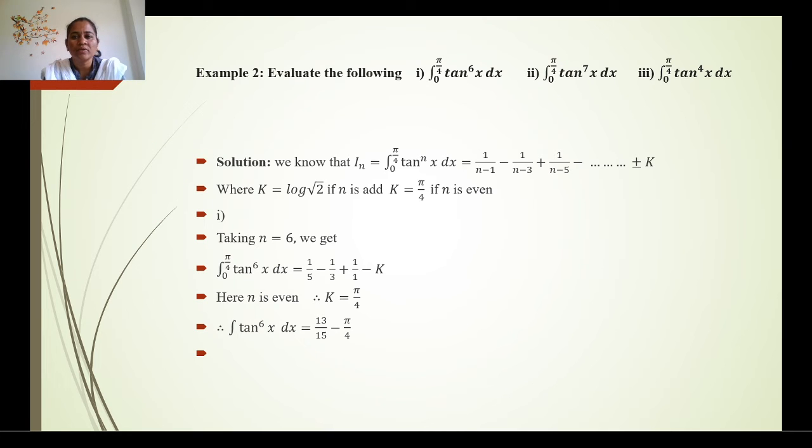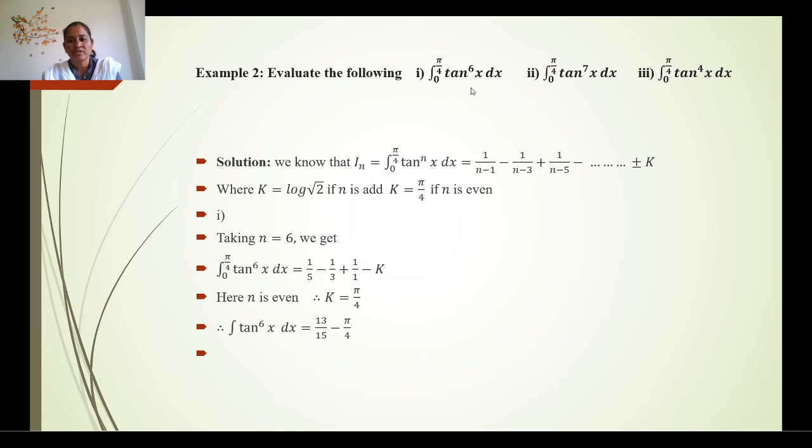Okay, next we move on to the next problems. In the next problem, with the limit 0 to pi by 4, we have to apply the limit 0 to pi by 4. So here first we write down the formula with the limits related to tan to the power of nx. Here k is equal to log root 2 if n is odd, and k is equal to pi by 4 if n is even.